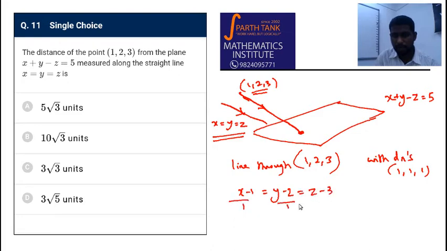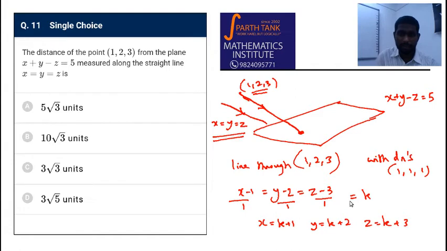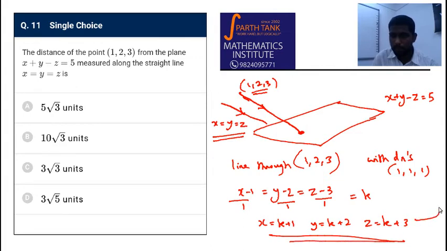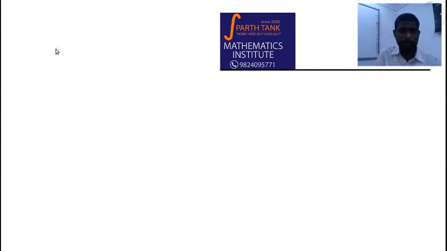If we want, I'll write explicitly. Now any point can be calculated by taking this to be equal to k. So x will be k + 1, y will be k + 2, z will be k + 3. Any point on this line. To find which point lies on the plane, you put this in the equation of the plane. So the equation of the plane is x + y - z = 5.